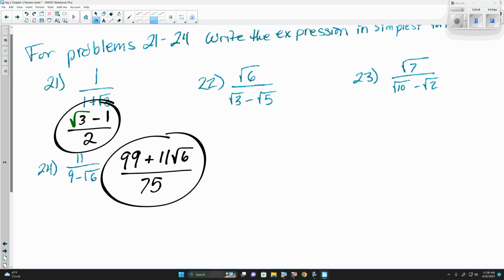Any questions on these here, 21 through 24? They might not always come out with a fraction, but the TI-Nspire will solve them. Any other questions on 21 through 24?